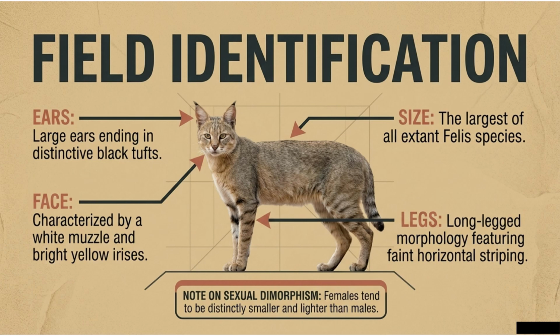It is the largest among the existing Felis species, which is an important distinguishing feature. It has long legs with faint striping, a white muzzle on the face, and yellow-colored eyes. One key feature is its large ears, which end in black tufts. Also remember that females are generally smaller and lighter than males, which is an example of sexual dimorphism. These identification features are often asked in UPSC prelims through elimination.